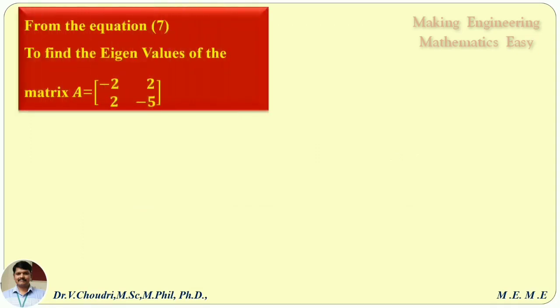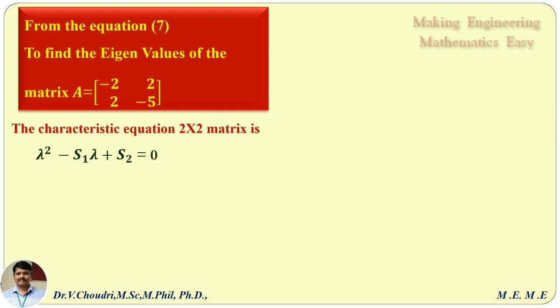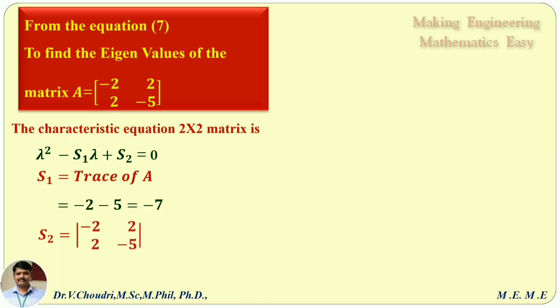From equation number 7, to find the eigenvalues of the matrix A, row-wise: minus 2, 2, 2, minus 5. Therefore, the characteristic equation of a 2 by 2 matrix is lambda square minus s1 into lambda plus s2 equal to 0. Here, s1 equal to trace of A, that is the sum of principal diagonal elements of matrix A, that is minus 2 minus 5 equal to minus 7. s2 equal to determinant value of A, so the answer is 10 minus 4 equal to 6.